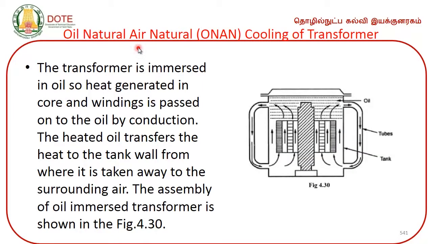Then comes oil natural, air natural, that is ONAN cooling of transformers. The transformer is immersed in oil, so heat generated in the core and the windings is passed on to the oil by conduction. The heated oil transfers the heat to the tank wall, from where it is taken away to the surrounding air. The assembly of an oil immersed transformer is shown in figure 4.30.